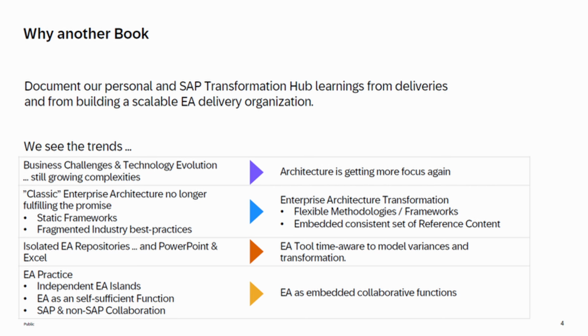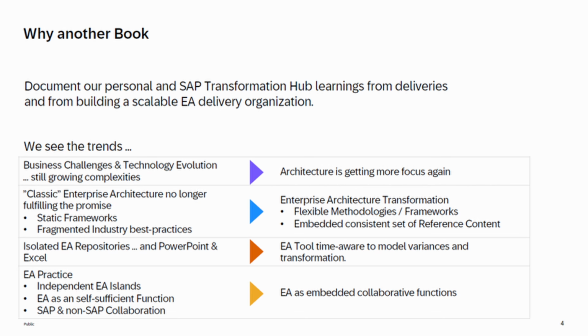Last but not least, since we have experience in starting this startup, like SAP Transformation Hub on enterprise architecture, we have a lot of good experience on how to set up an enterprise architecture practice. So when we go to our customers, we also see that they have an enterprise architecture practice, and sometimes they're independent enterprise architecture islands, or it's not self-sufficient, they don't have enough resources to work, and there's not enough collaboration. So enterprise architecture as a function is becoming a more collaborative function, right?